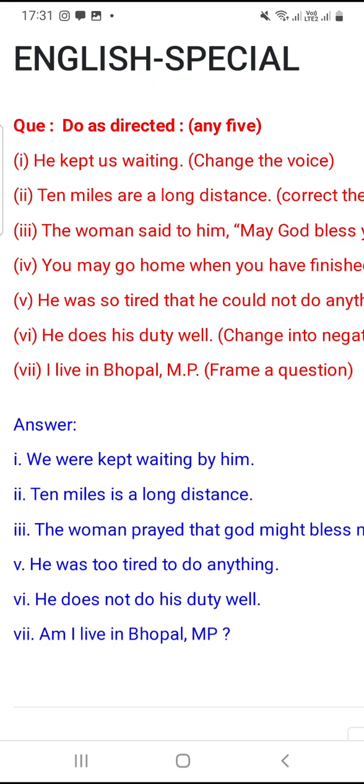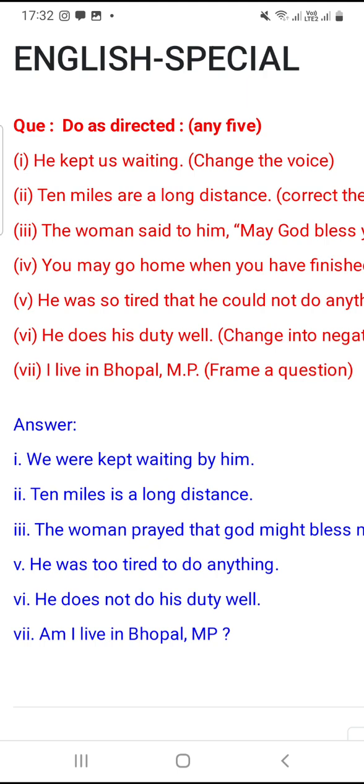How will it change? The first rule says that first you have to exchange the place of subject and object. Then number two, you have to add one helping verb out of 8. However, helping verbs are 24, but you don't need to remember them here. You just have to remember 8 helping verbs: is, am, are, was, were, be, being, been. Out of these 8, you just have to pick one.